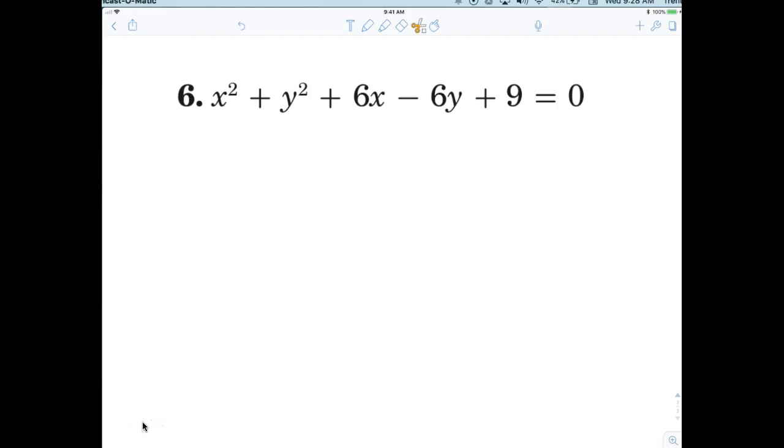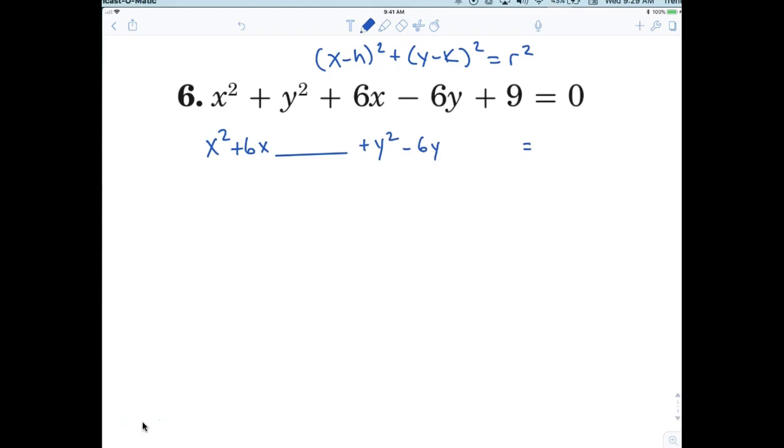We are trying to convert this equation into x minus h squared plus y minus k squared. That's what we're trying to do. It's very simple. First and foremost, you have to put the x terms together and the y terms together, and you have to move the constant to the other side. When I do that, it becomes x squared plus 6x, and last year we just did it with x squared, so we only had to have space for one. But right now we have an x squared and a y squared. So you put x squared plus 6x, leave a space, and then plus y squared minus 6y equals negative 9.